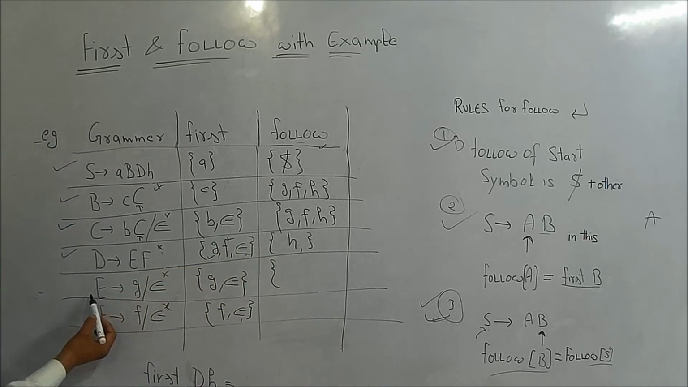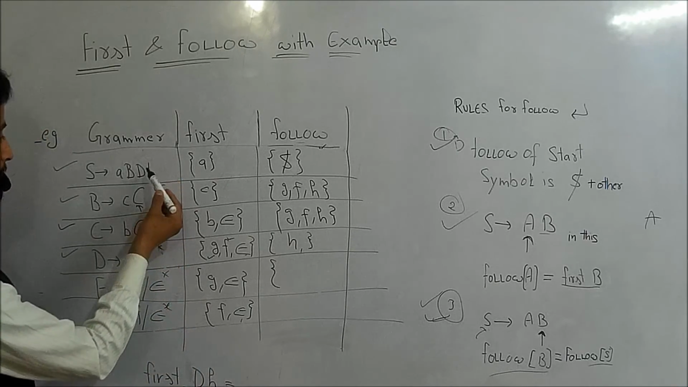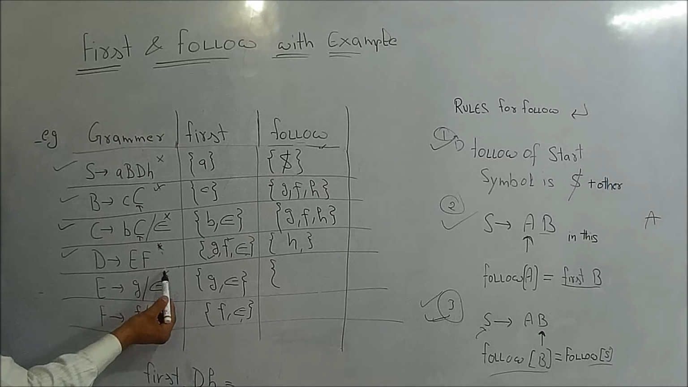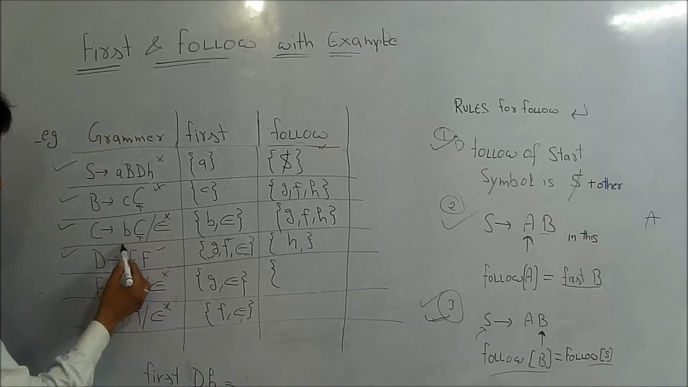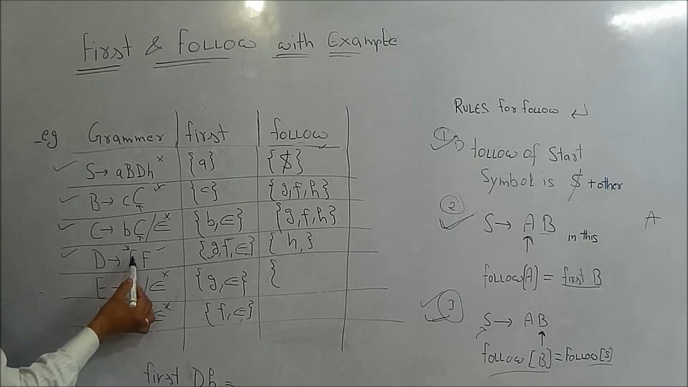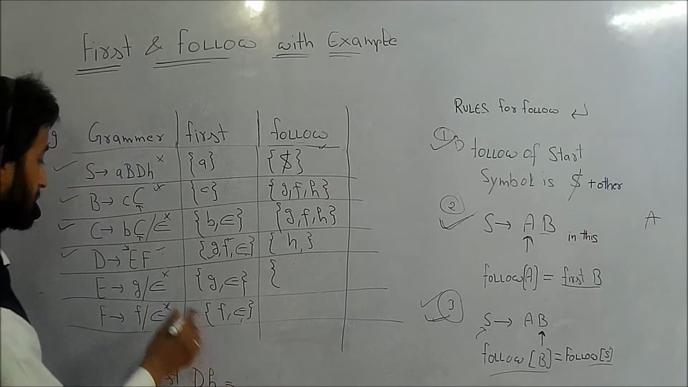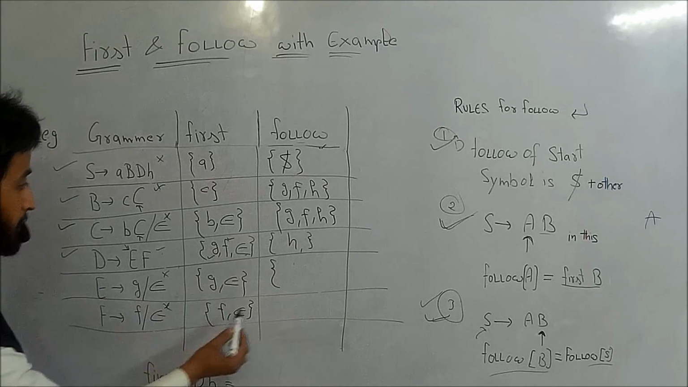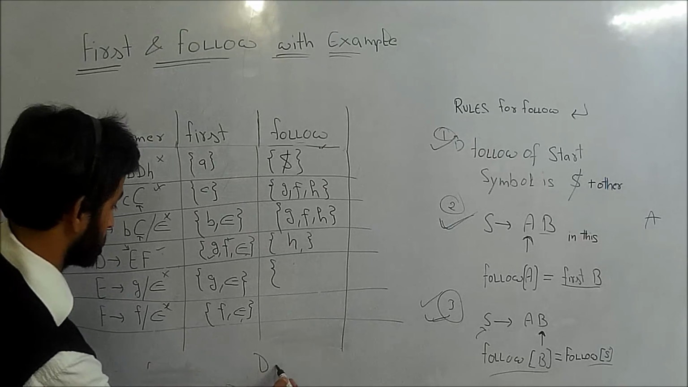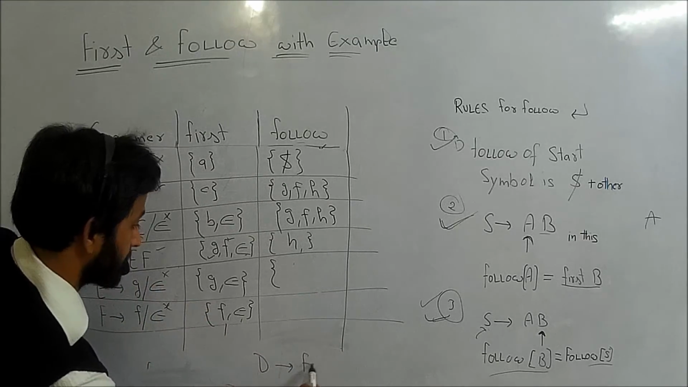Now I will find the follow of E. For finding the follow of E, I will check the occurrence of E in the right hand side of every production. Here no E in the right hand side. Sorry, here is the occurrence of E in the right hand side. This follows rule number 2. The follow of E will be the first of F, and the first of F is F.